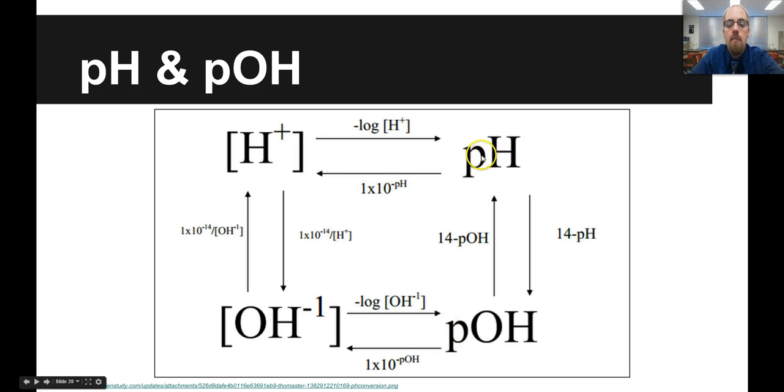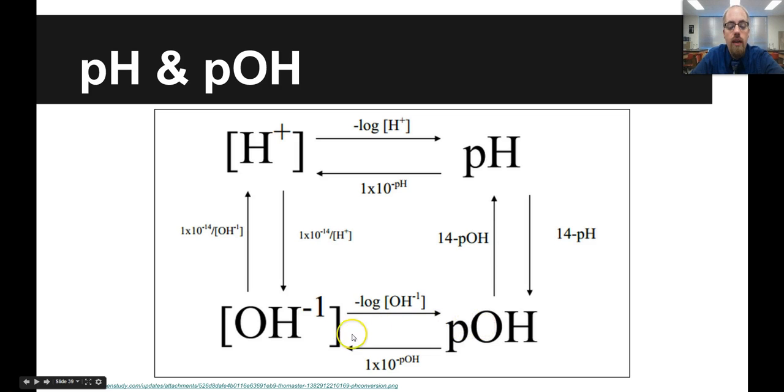Like let's say we're given the pH and we want to calculate the pOH. To go from pH to pOH, we just take 14, that number that the two have to add up to, and subtract the pH, and that'll give you your pOH. Or vice versa, if you want to go from pOH to pH, you just take 14 minus the pOH, and that'll give you your pH.